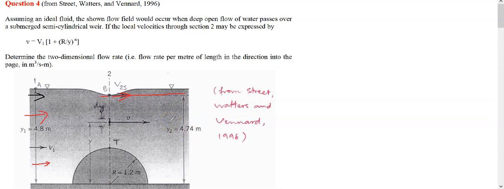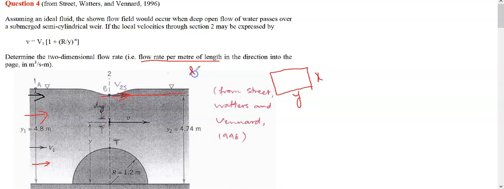In other words, we can say that this is actually the area. Suppose we have a rectangular domain. We know now this is x and this is y. So what is the area? It is x times y, right? In this case, I'm saying that this 4.8 is actually the surface area. We need to calculate the flow rate per meter of length.